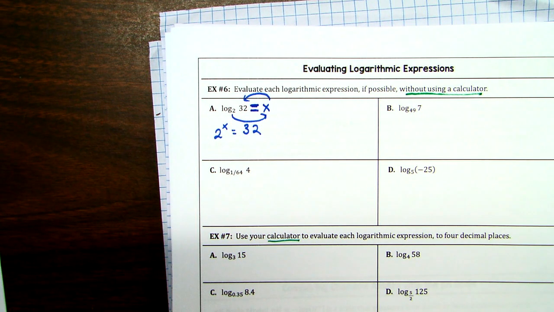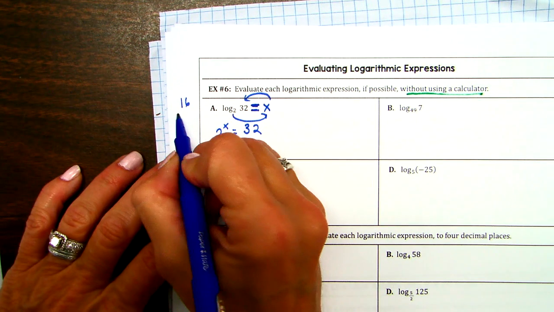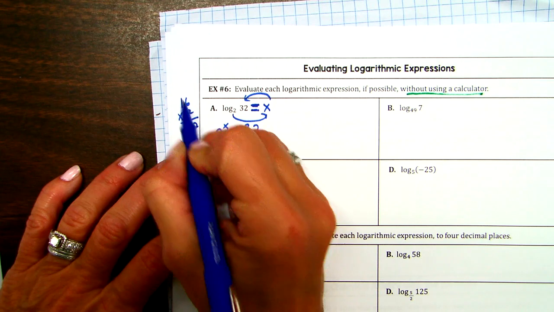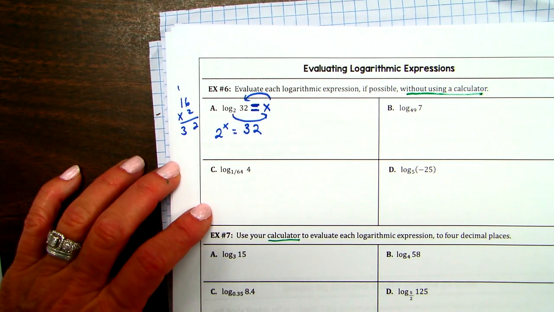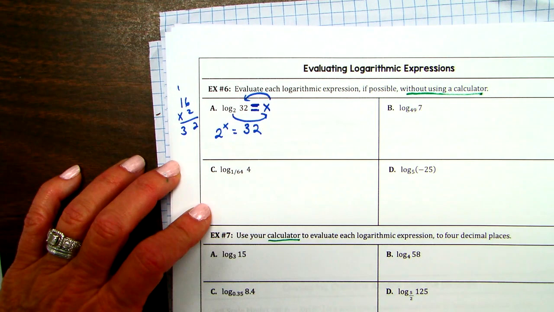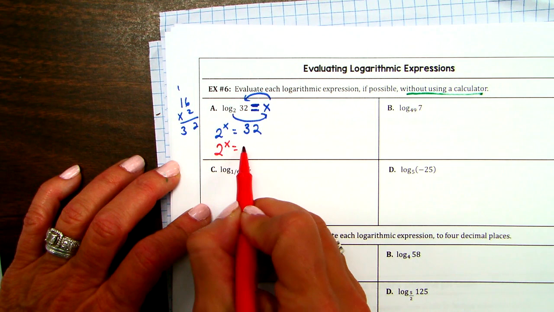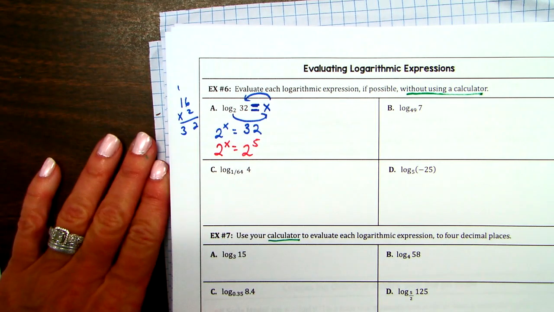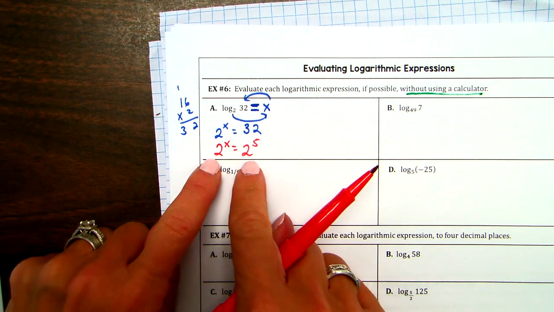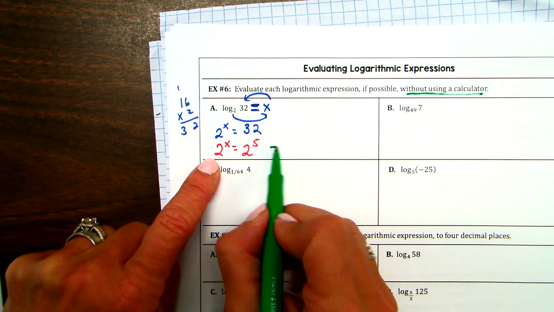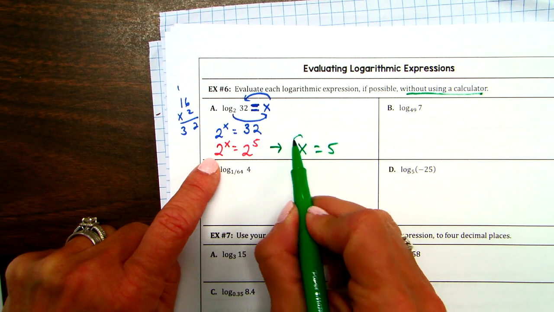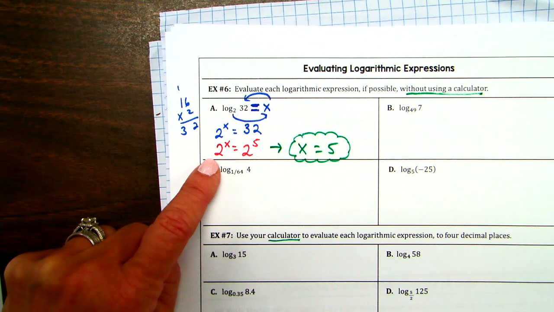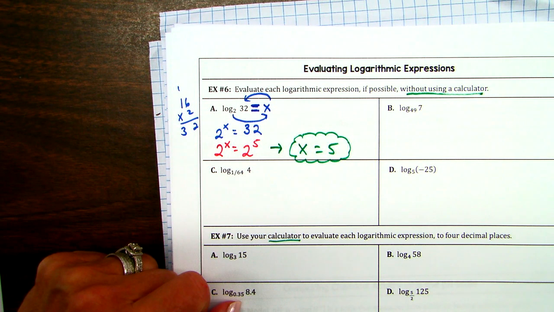So, 2 to the first power, 2 to the second power, 2 to the third power is 8, 2 to the fourth power is 16. Remember, you don't have a calculator, so you needed to test it if you didn't know. There it is. 2 to the fifth power is 32. Okay, so I'm just going to rewrite 32 like that. Right? 32 is 2 to the fifth. And since the bases equal each other, you can then set the exponents equal to each other. And the answer is 5. So log base 2 of 32 equals 5.